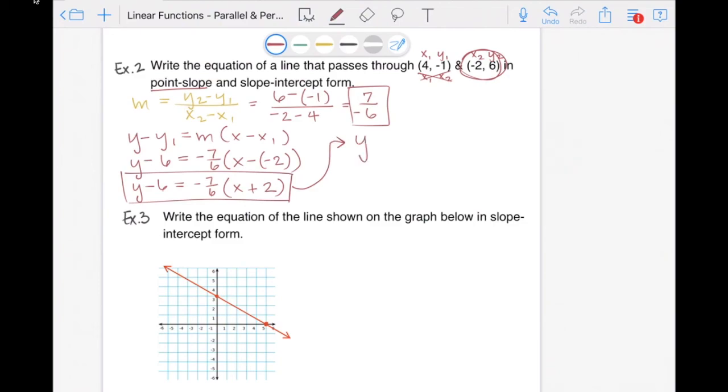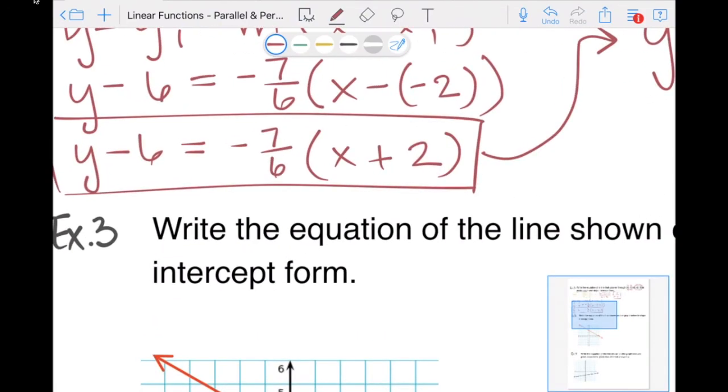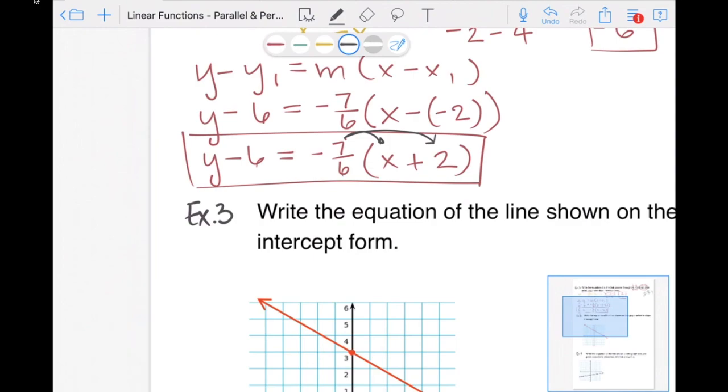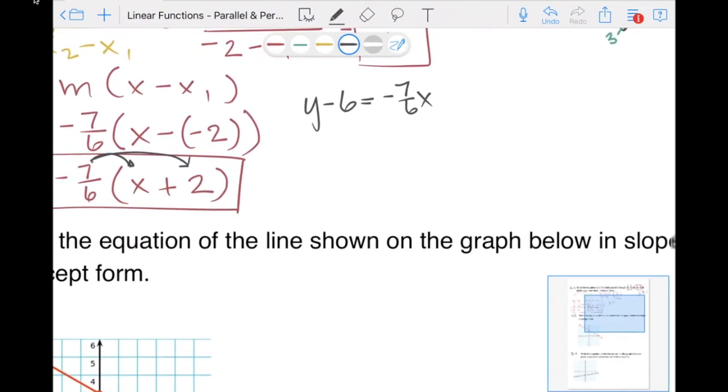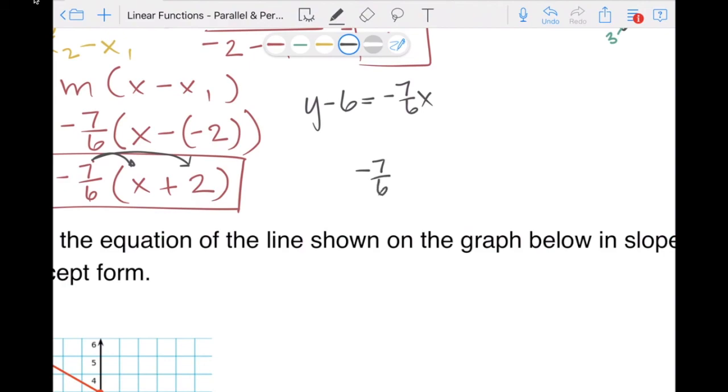So let's go ahead and distribute -7/6 to the parentheses, and then we can add 6 to both sides. So let's go ahead and we'll start the first part. So we are going to have y minus 6 is equal to, and then -7/6 times x is -7/6 x. And then I'm going to do this part on a little aside. So we've got -7 over 6 times 2, or in other words, times 2 over 1. So you can go ahead and say that that's negative 14 over 6 and then simplify from there.